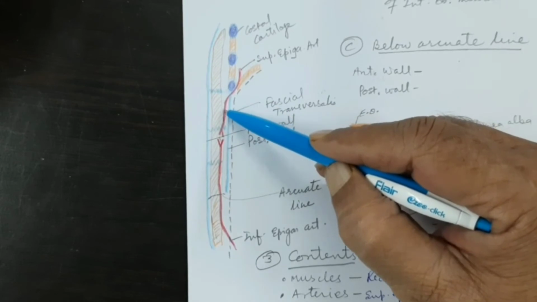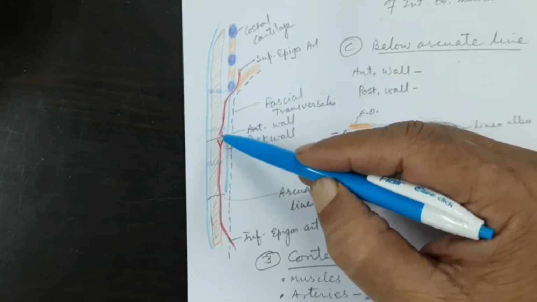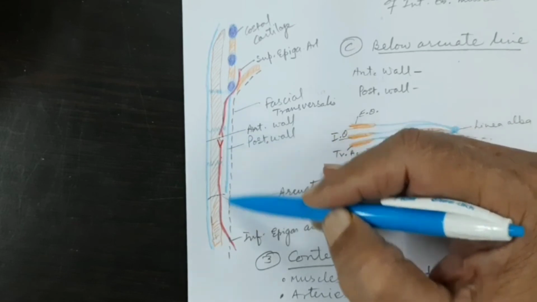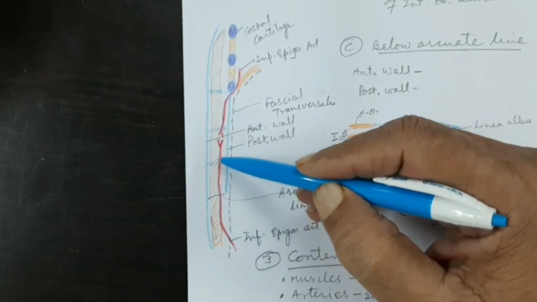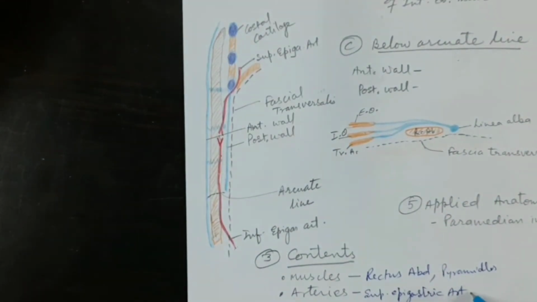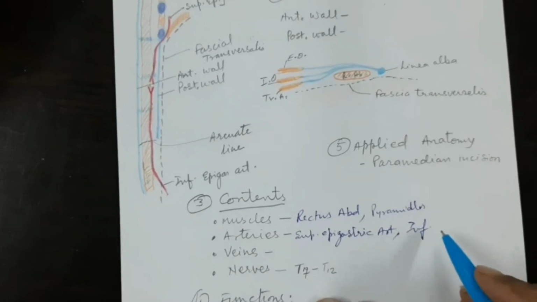Then it comes within the rectus sheath, between the anterior wall and posterior wall, and first it lies deep to the rectus abdominis muscle, runs downwards towards the umbilicus, and then within the substance of the muscle it will anastomose with another artery which is coming from below within the rectus sheath, and this is the inferior epigastric artery.